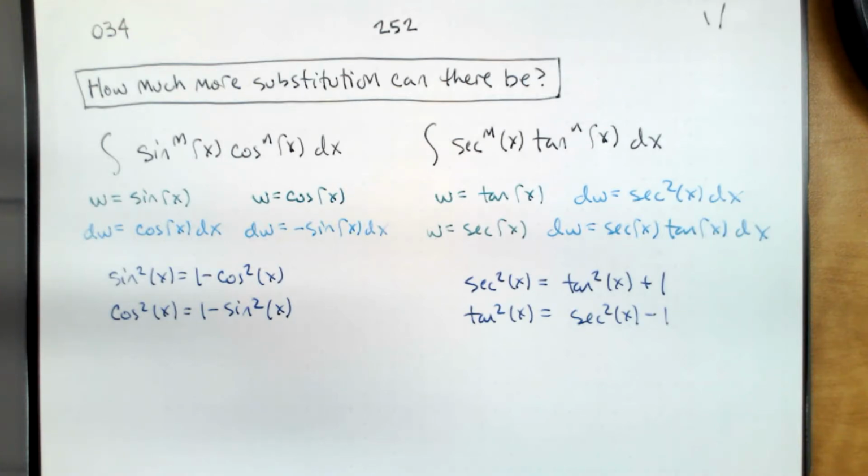So the ones down here are how we get to the w that we decided on. We save some to be the dw, we convert the rest. I want w equals tangent, I save some secants to be the dw, I convert the remaining secants. That tells you what the powers have to look like to make these substitutions. Any questions?